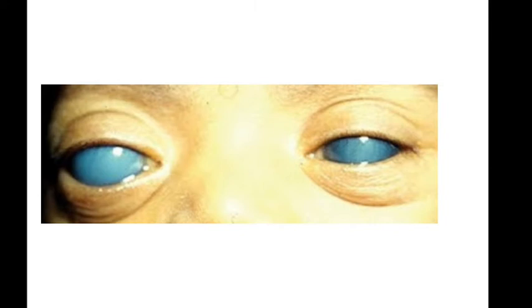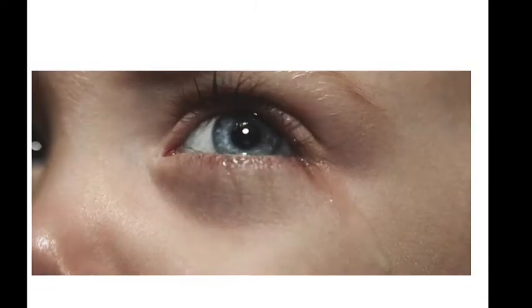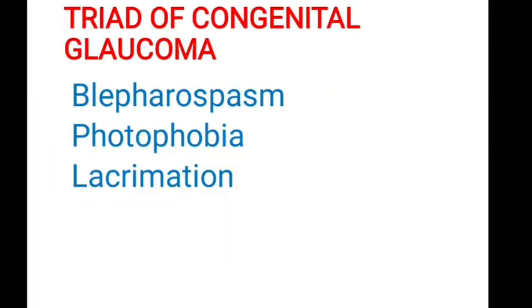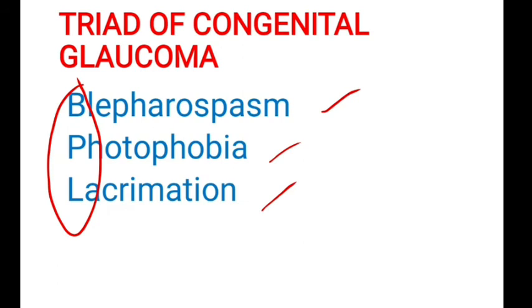Even the parents will present with symptoms of hyperlacrimation or epiphora, and the child may have photophobia, like they will close their eyes whenever they are exposed to bright light, and even the patient can have blepharospasm. So these are the symptoms of these children. The triad of congenital glaucoma is blepharospasm, photophobia and lacrimation. You can remember it by the mnemonic BPL. So what are the causes for these symptoms? It is mainly because of the raised intraocular pressure.